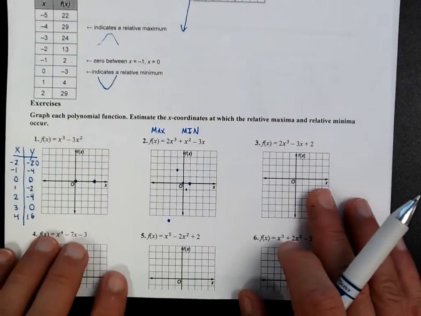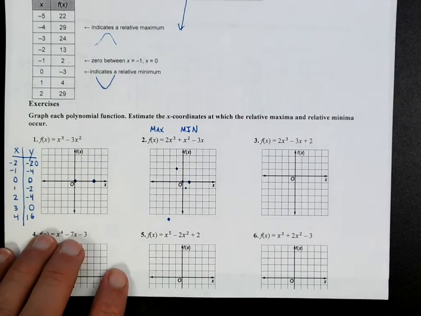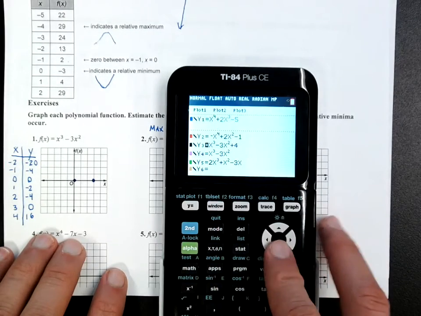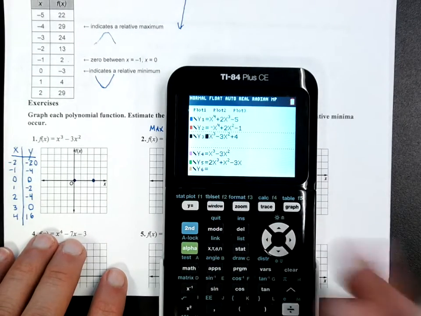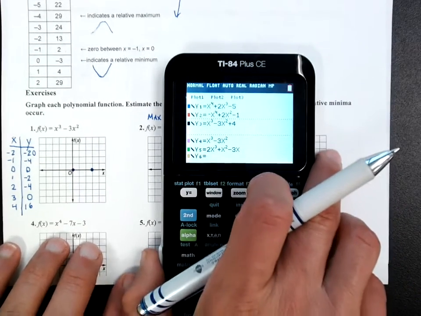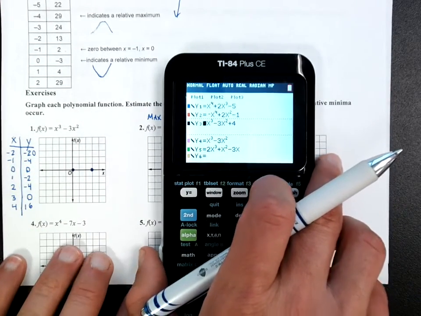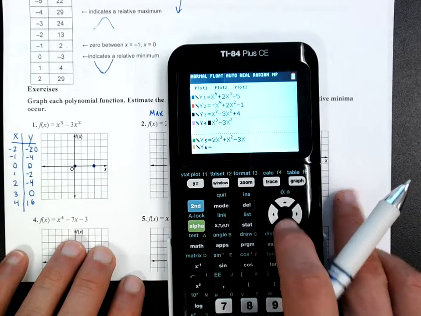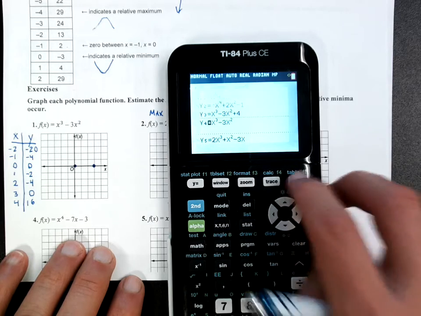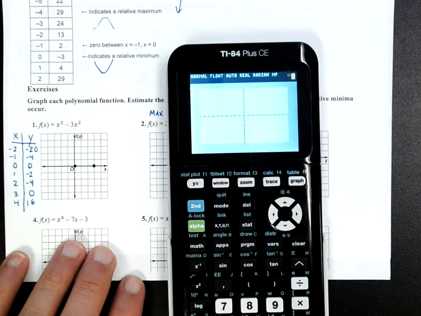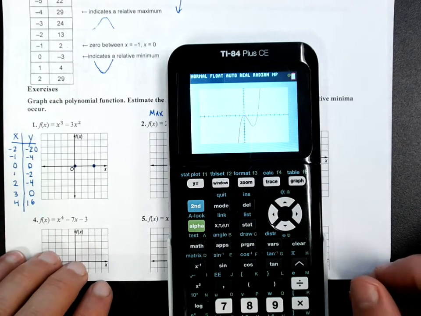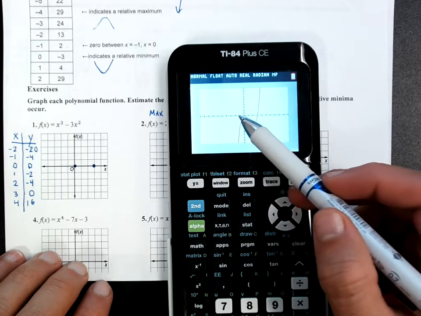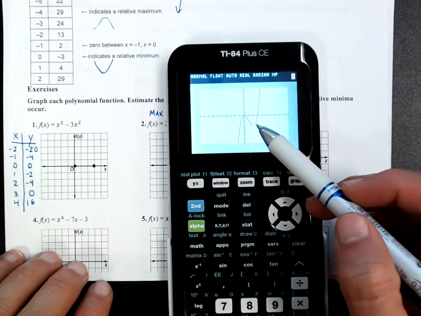On this one, they're just straight up asking you to graph each polynomial. I actually already have them here, and yes, I would recommend using a calculator. Otherwise, this would be pretty tedious. This one is not that bad, but other ones can be pretty tedious. So if I go ahead and graph this, it looks like that. I'm just going to show you on here. This right here would be a relative max, and this right here would be a relative min.